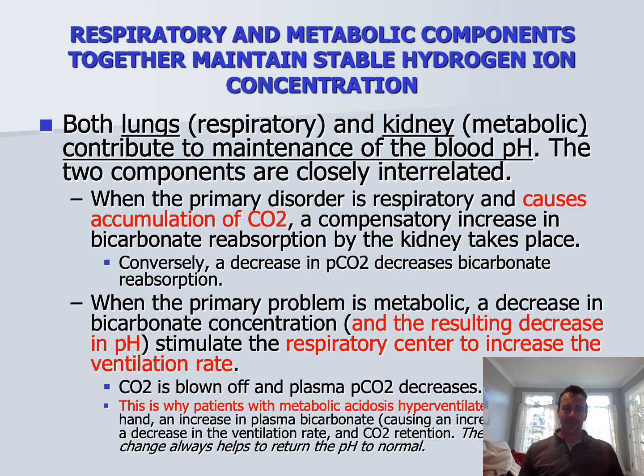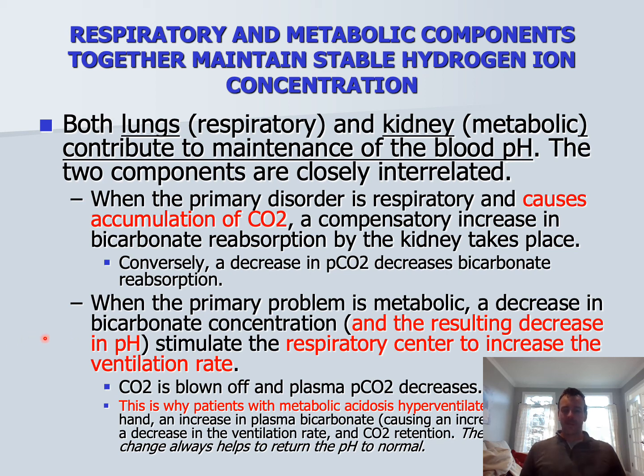Both the lungs, which is the respiratory component, and the kidney, the metabolic component, contribute to maintaining the pH in the blood. The two components are closely related. When we have a primary disorder that is respiratory, it causes accumulation of carbon dioxide, and thus you get a compensatory increase in the bicarbonate reabsorption by the kidneys. So the kidneys absorb more bicarbonate in this case. Conversely, when you get a decrease in the partial pressure of CO2, it causes decreased bicarbonate reabsorption.